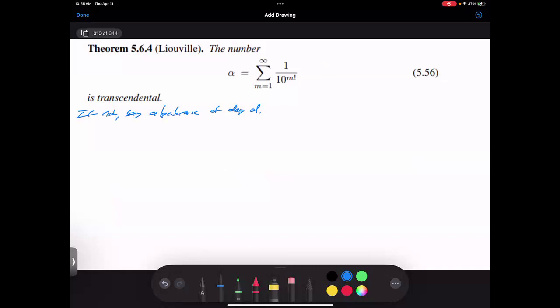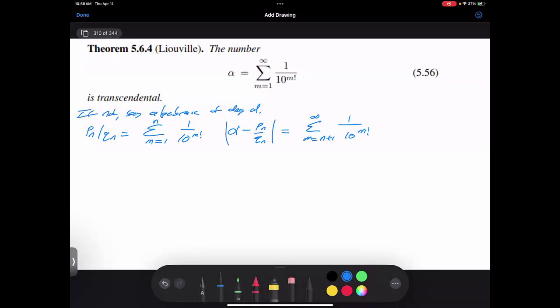Can you give me a good rational approximation to this infinite sum? How might you get a good approximation? Take the first term. How about you get a better approximation? First two terms. So let's let Pn over Qn be the sum, m goes from 1 to n, of 1 over 10 to the m factorial. Then alpha minus Pn over Qn would equal the sum m equals n plus 1 to infinity of 1 over 10 to the m factorial.